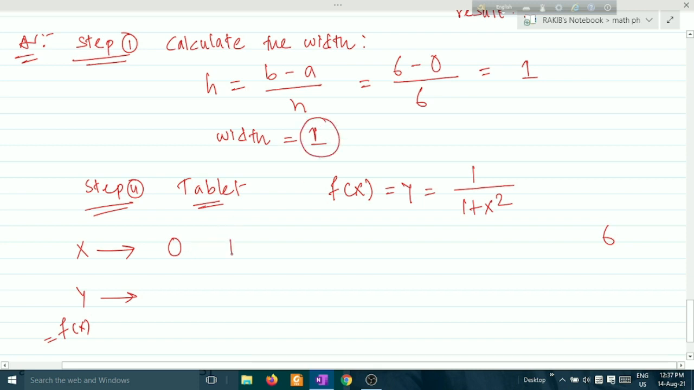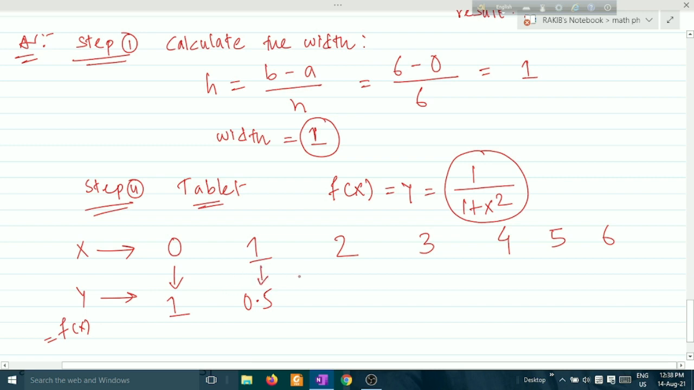That means the second position will be what? 1. The third position will be what? 2, then 3, then 4, then 5, and 6. Putting 0 in the f(x) formula, what does it become? 1 by 1, that means 1. Putting 1 in this formula, that means 0.5. The half means 0.5.